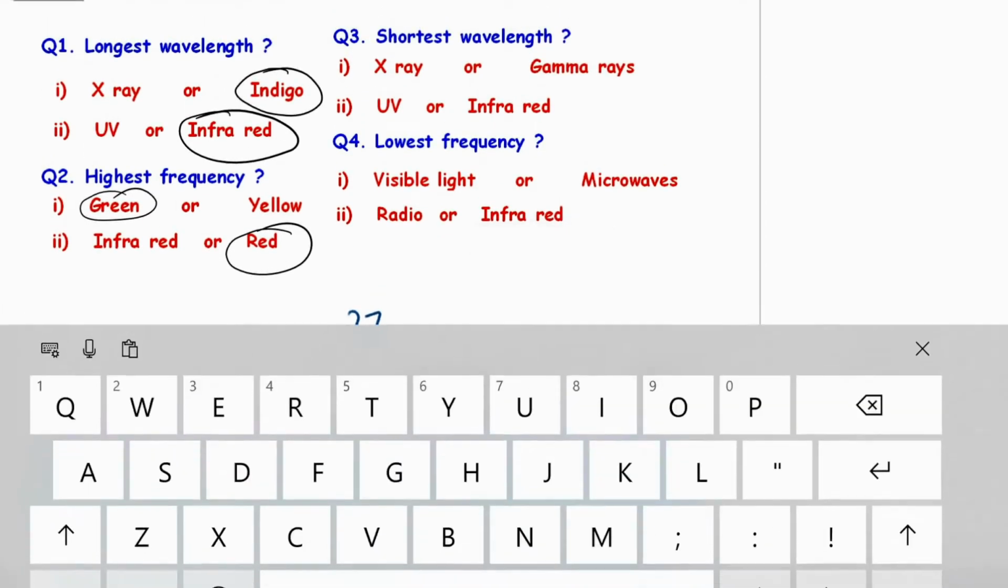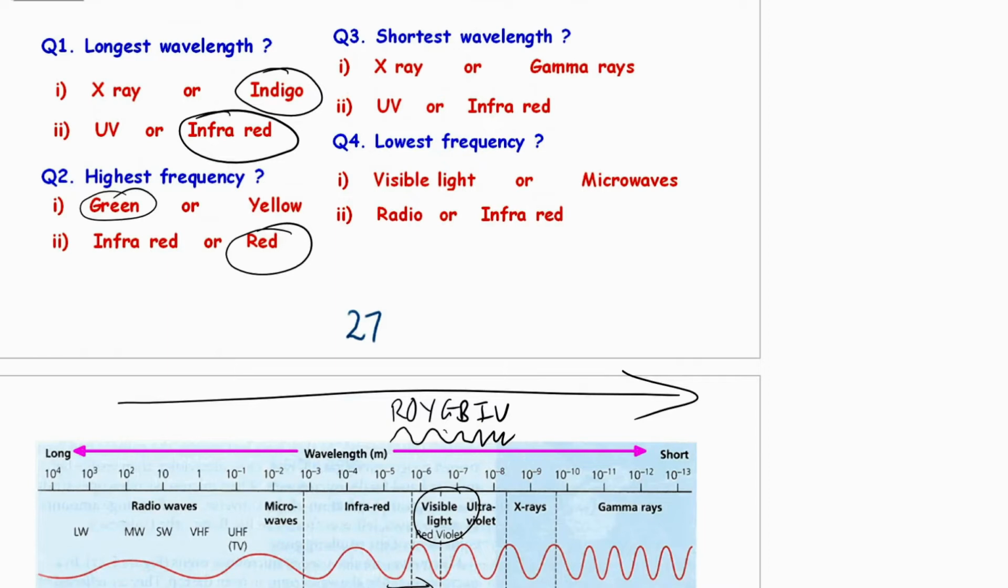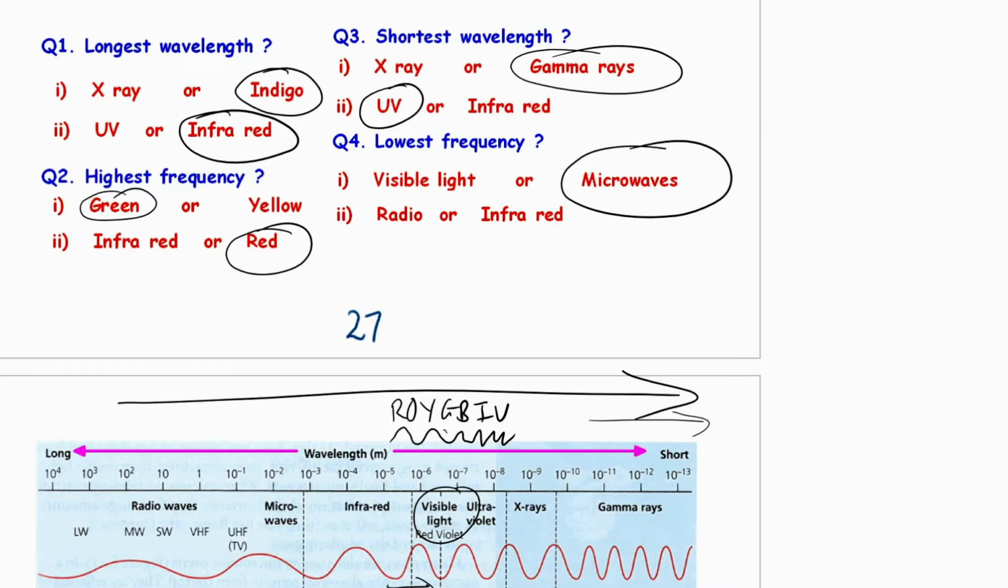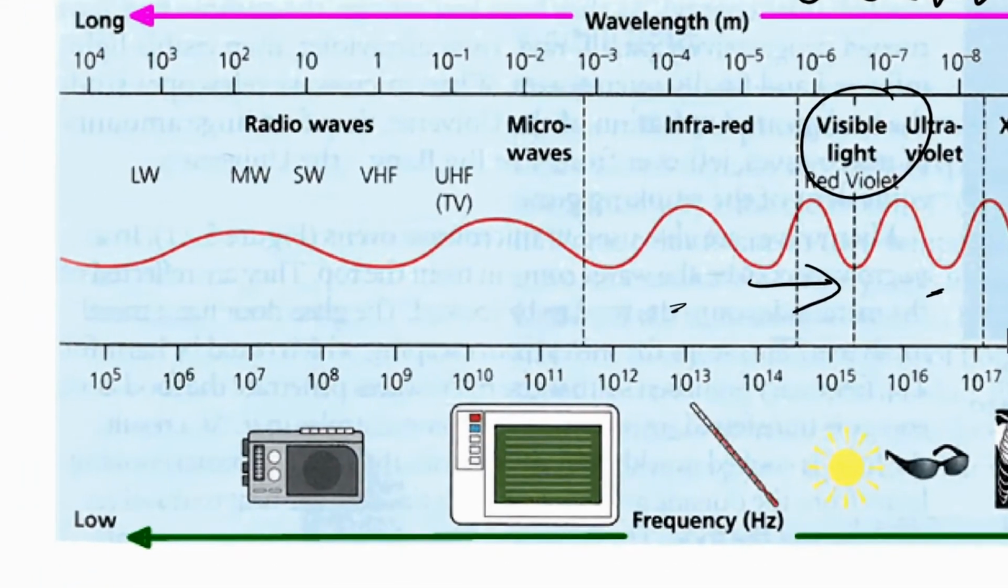Shortest wavelength, X-ray or gamma. Gamma's got the shortest of the lot, so that's gamma rays. It's over here. Ultraviolet or infrared, that's ultraviolet. Lowest frequency. So the further you go to the left, the lower the frequency. So that's going to be microwaves, radio or infrared. The radio's got the lowest frequency of the lot.